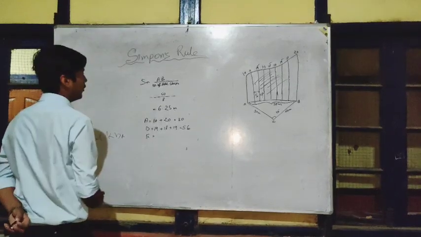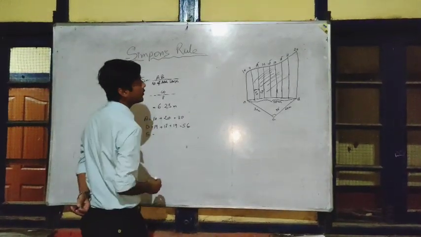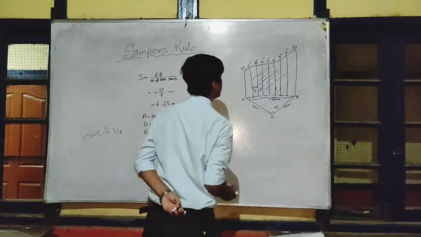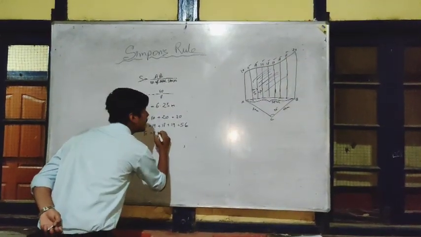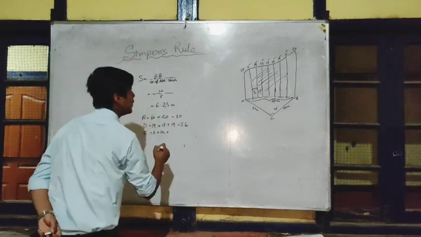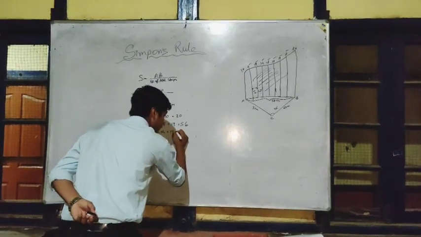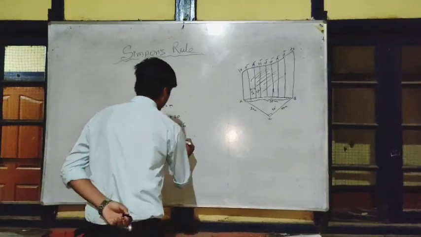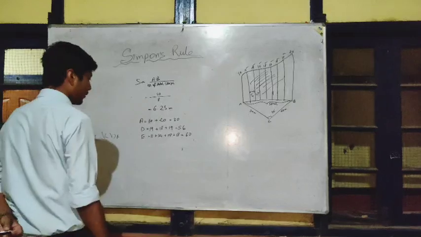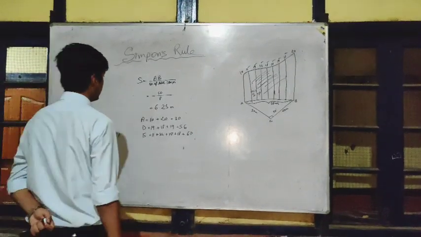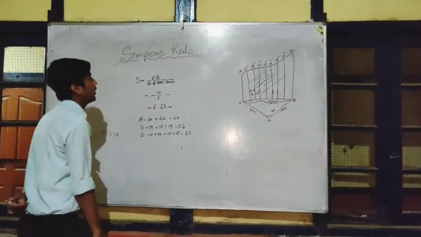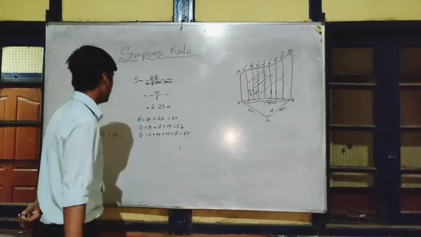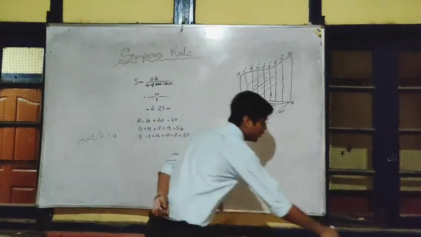E means the sum of all the even ordinates. Here the even ordinates are 11, 14, 17, and 18. It will be 60. So we have got all the values for doing Simpson's rule. Now let us do that.